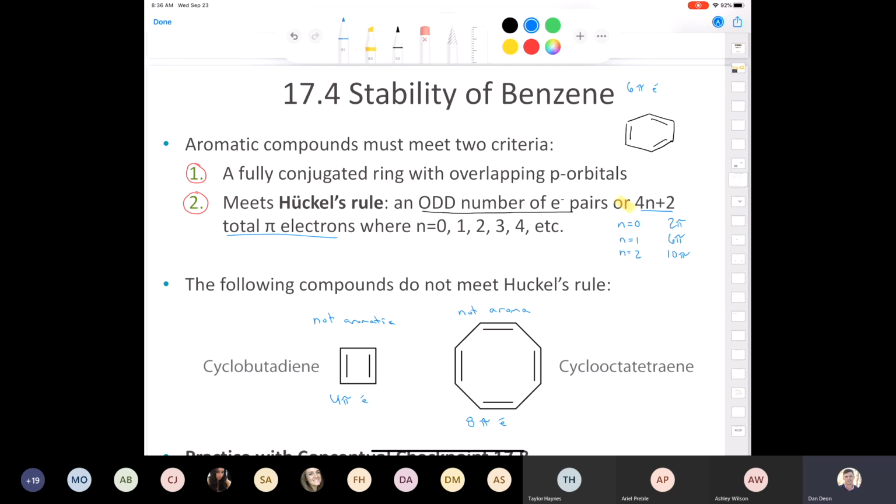Give me a thumbs up if you follow me on Huckel's rule. Just Huckel's rule. I'm not asking for much more. Just, I kind of understand Huckel's rule. 4n plus 2. Yes, good. Every organic chemist has to know Huckel's rule. It's a classic.